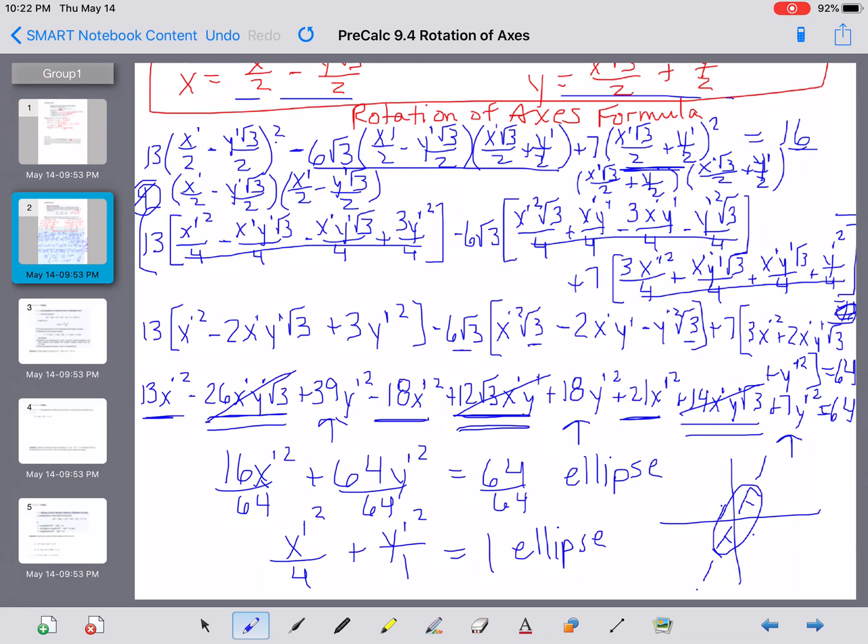When we looked at the equation at first, we probably didn't know it was going to be an ellipse. But as we work through this algebra with this rotation, we get our rotated ellipse. Are we having fun yet? All right, let's go to the next page.